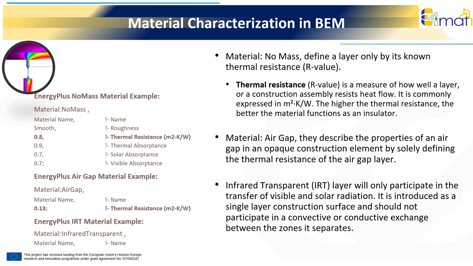It indicates how difficult it is for heat to pass through a layer and is commonly expressed in square meters Kelvin per watt. The higher the thermal resistance, the better the material functions as an insulator. In building energy models, thermal resistance determines how much heat is lost or gained through envelope components such as walls, roofs, and floors. It is calculated based on a material's thickness and thermal conductivity. Thicker, low-conductivity materials have higher resistance.